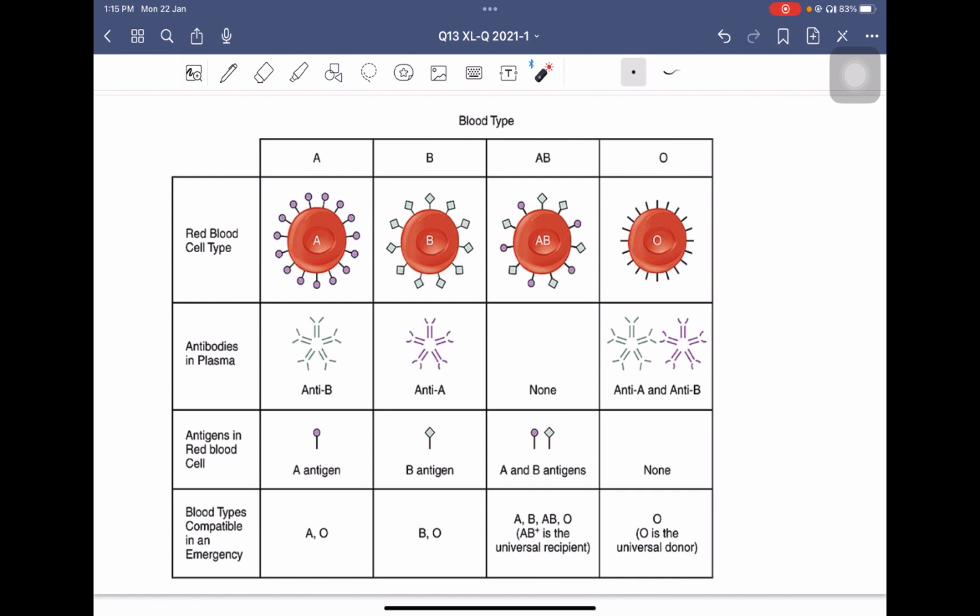And when we are discussing the blood groups, we should also discuss the compatibility of the blood groups, I mean which blood group can donate blood to which blood group. So A blood group can donate blood to A and O blood groups. Okay, so here first I should tell you that O is the universal donor. O is considered the universal donor, and AB is called the universal recipient.